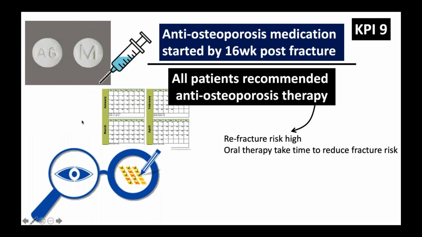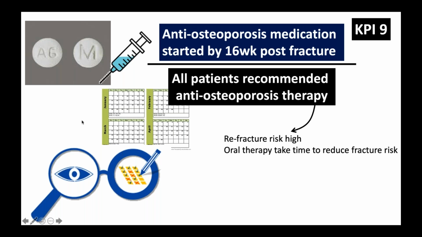The 9th KPI is the most important one. Did they start the treatment? So we haven't gone for the date that they actually started the treatment, because that's actually quite hard to do. You have to ring up the patient and say, have you started yet? Does that mean they picked up the script or had the first tablet? It gets confusing. So a simple rule: what proportion of people have started treatment within 16 weeks of their fracture?